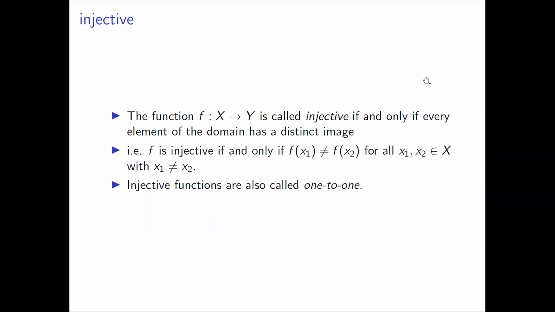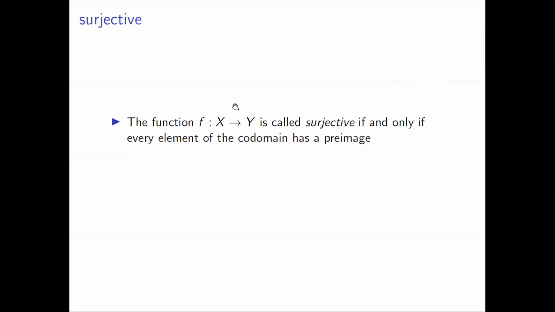Now we're on to surjectivity. We say that f is surjective if and only if every element in the codomain has a preimage. So for this one, I think it's good to draw a picture too. Maybe I'll draw it earlier this time.